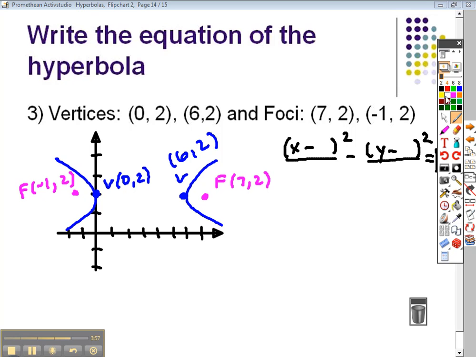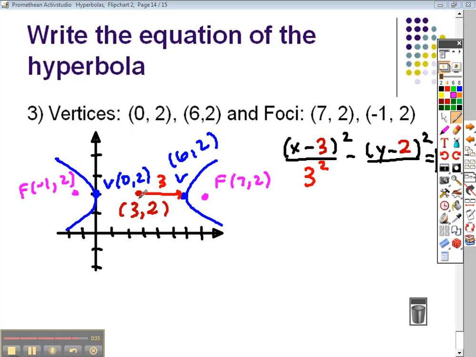Okay, so the question again is to find the center. It's the midpoint between (0, 2) and (6, 2). So obviously it's going to be something, 2. The midpoint between 0 and 6 is going to be 3, so your center is (3, 2), which will go in these spots. Again, to find the numbers under the x, I know that from (3, 2) to (6, 2), that distance is 3, so under the x is 3 squared.